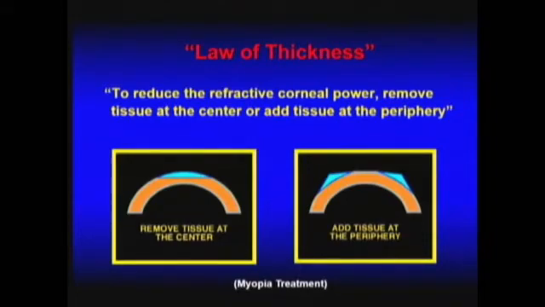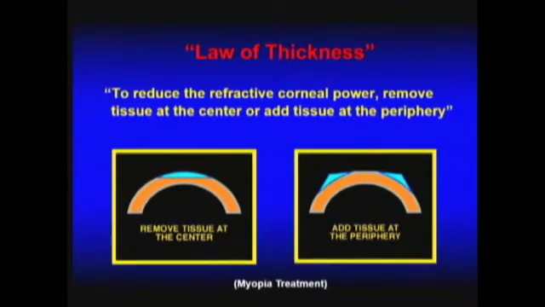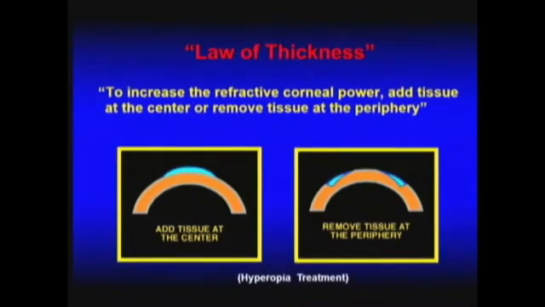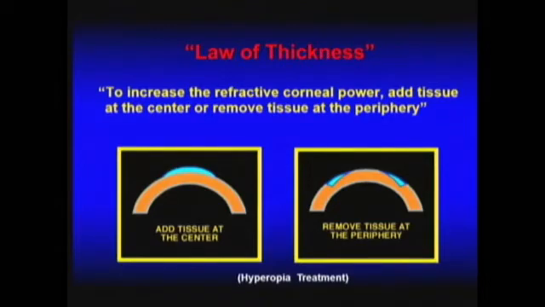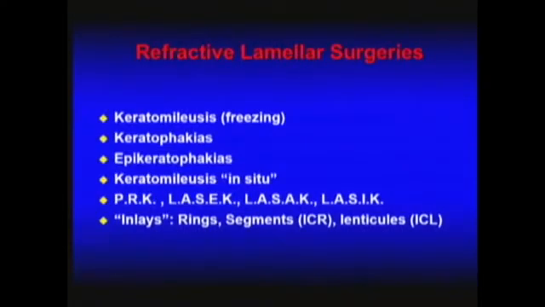The law of thickness of Barraquer states that to reduce the refractive corneal power, which is to correct myopia, we should remove tissue at the center or add tissue at the periphery. It is to flatten the central cornea. And the opposite, to increase the refractive corneal power, you have to add tissue at the center or remove tissue at the periphery.